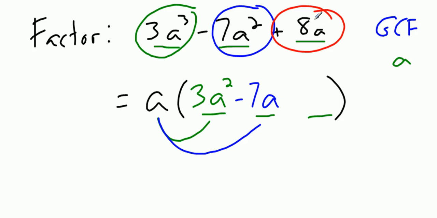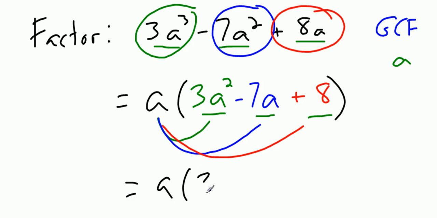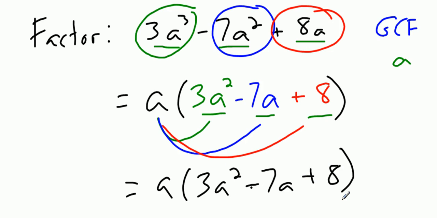Now for this last term, the plus 8a, I'm going to look at what happens here. I need to get back to 8a, so I'll have to do a plus 8. Okay? The answer here, a times 3a squared minus 7a plus 8. Okay? And that's the finished answer.